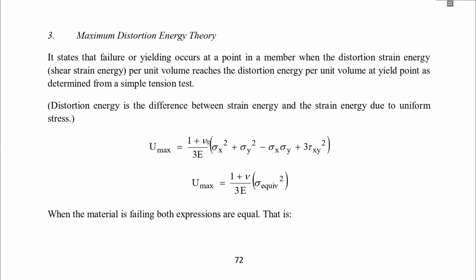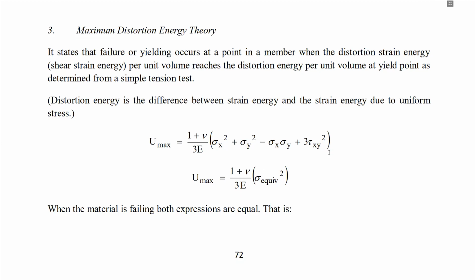So we have one plus the Poisson ratio, and I believe you know what the Poisson ratio is, divided by 3 times the modulus of elasticity, right? In bracket, we have sigma x squared plus sigma y squared minus sigma x sigma y plus 3 tau xy squared. And then we can also say that it's equal to 1 plus Poisson ratio divided by 3E, in bracket, the equivalent stress, the square of the equivalent normal stress.